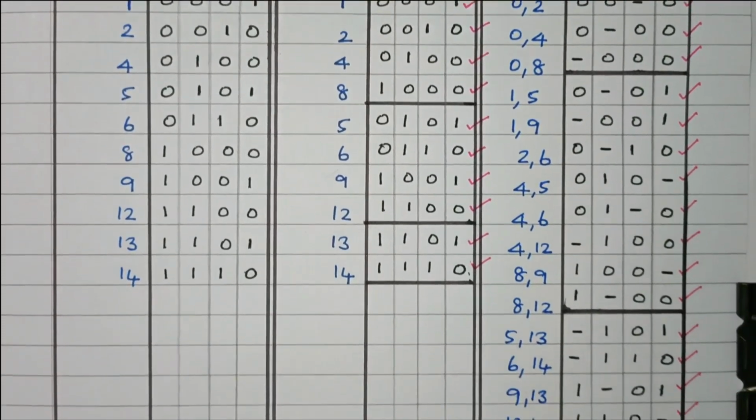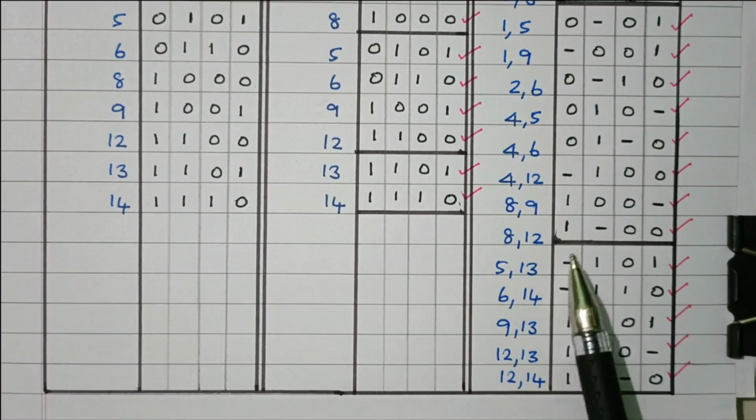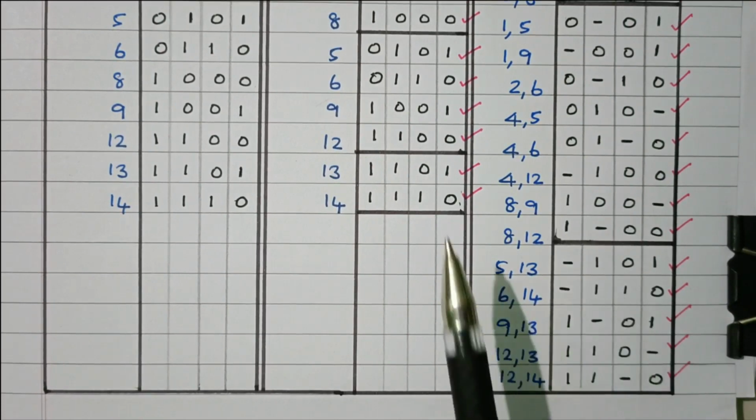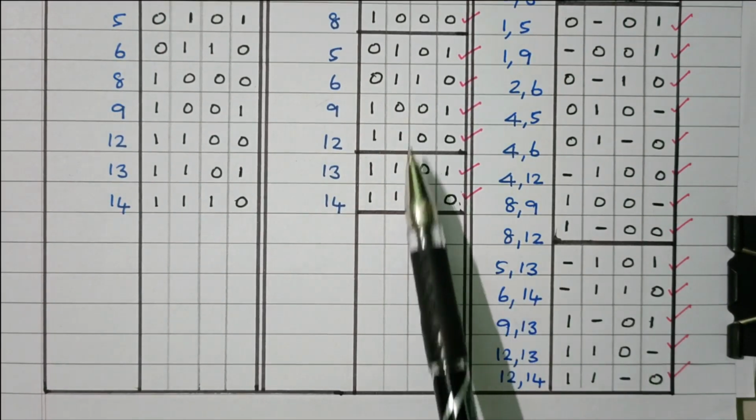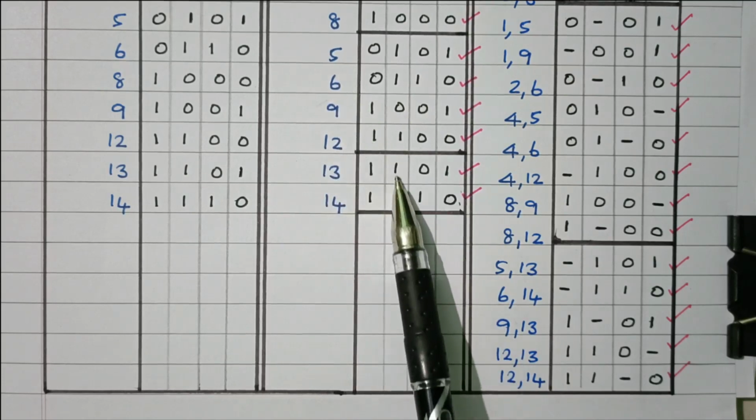Similarly the remaining 8, 12 second digit. Now we need to compare the third column, third category with the fourth category. These four should be compared.